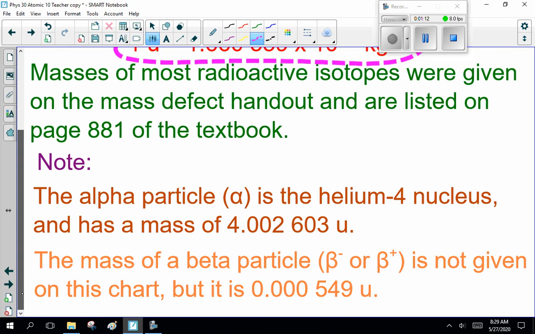And note, remember the alpha particle, and that's the alpha symbol, is the helium-4 nucleus and has a mass of 4.002603 atomic mass units. And the second thing to note, the mass of a beta particle, beta negative, the electron, or beta positive, the positron, is not given on this chart, but it is 0.000549 units. Okay, really quite small.